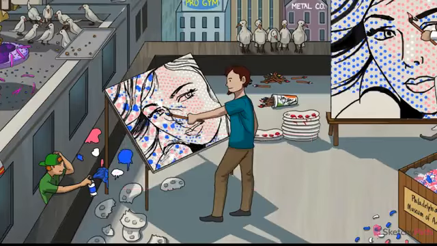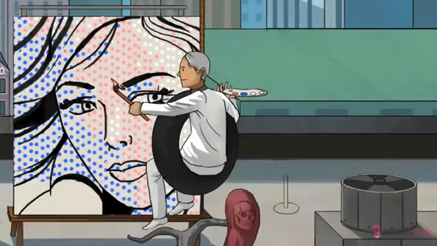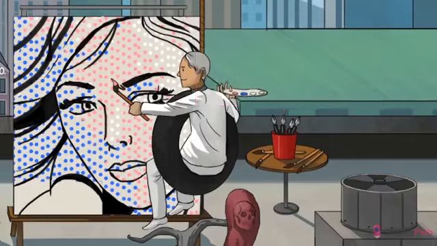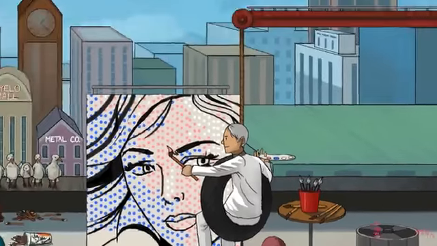And as you might imagine, it's a lot more difficult to control the cancer when it reaches this stage. Thankfully, CML is actually treatable, due to the availability of targeted tyrosine kinase inhibitors such as imatinib, dasatinib, and nilotinib. All these nibs, remember, are symbolized by the pen nibs. These inhibit the constitutive tyrosine kinase activity of the BCR-ABL protein, resulting in long-term disease suppression. In addition, hematopoietic stem cell transplantation is curative.